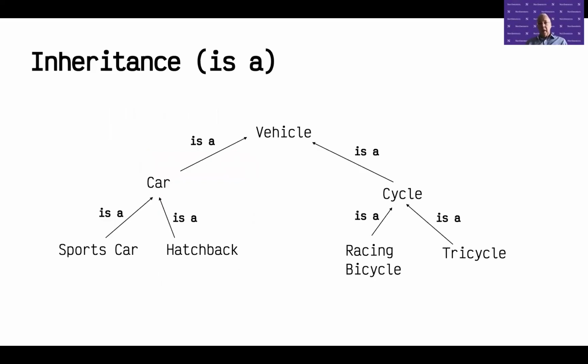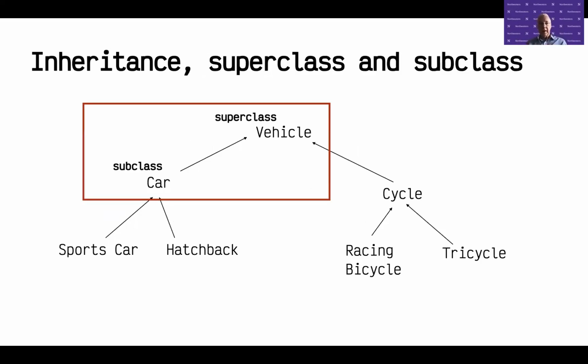So just another example, here's a vehicle. A car, excuse me, is a vehicle, a sports car is a car, hatchback, and so forth. So you get the idea behind the inheritance hierarchy.